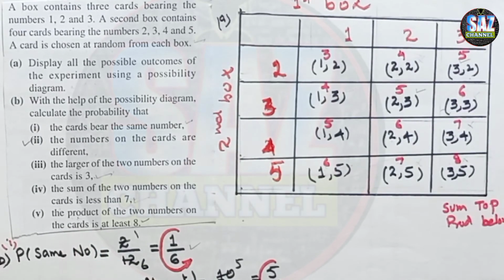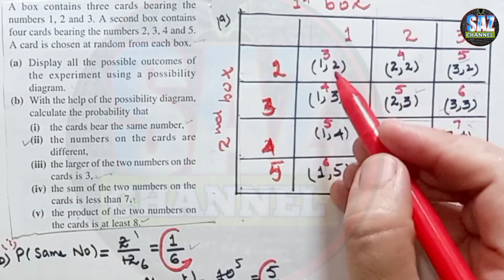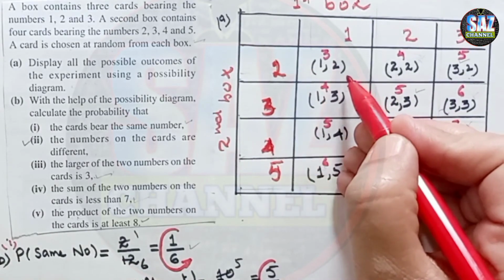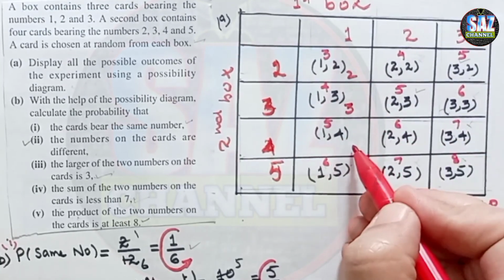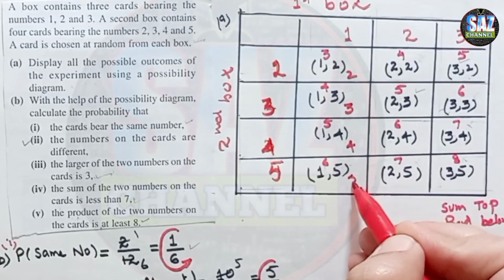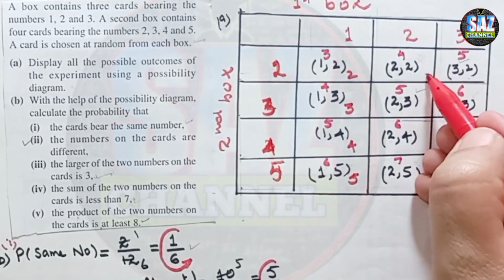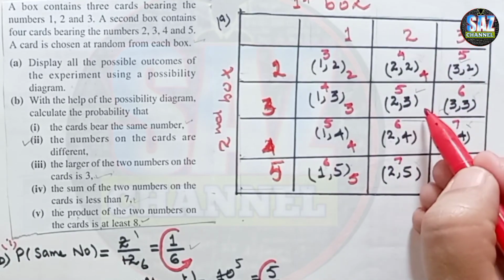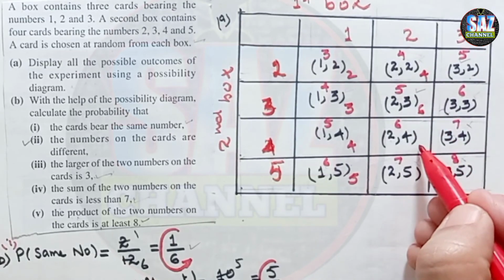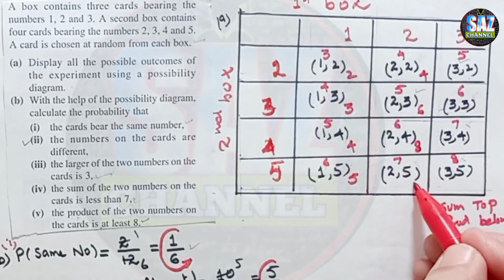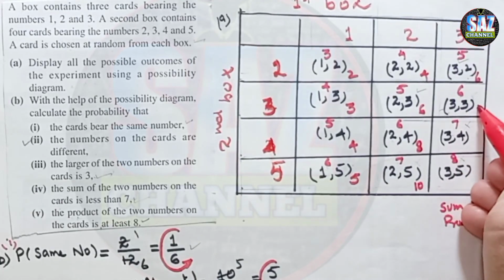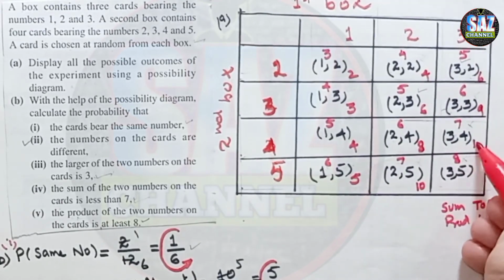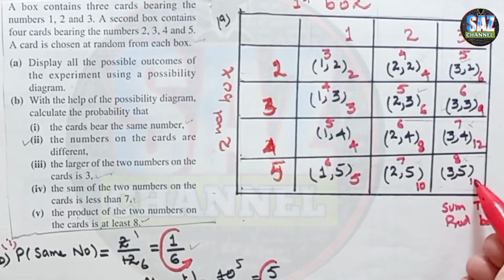So I have to take the product of these two numbers. It means that I have to multiply these two numbers. So this will become 2, this is 3, this is 4, and this is 5. 3 multiplied by 2 is 6, 4 2s are 8, and 5 2s are 10. 3 2s are 6, 3 3s are 9, 3 4s are 12, and 5 3s are 15.